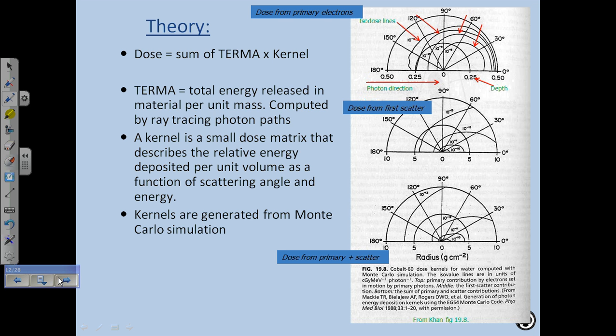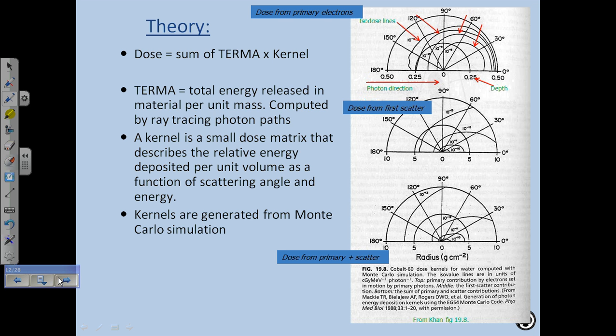And then what about first scatter? So this is first scatter. Now the first scatter, because the energy is lower, it's going to create electrons of lower energy, therefore it's going to deposit less dose. Therefore these numbers are smaller, 10 to the -12, 10 to the -13. And then down here is the sum of the two, the sum of this plus this. So that's primary plus scatter.